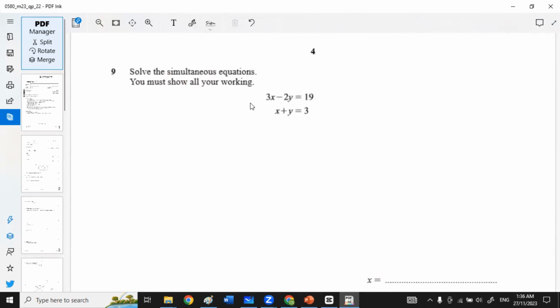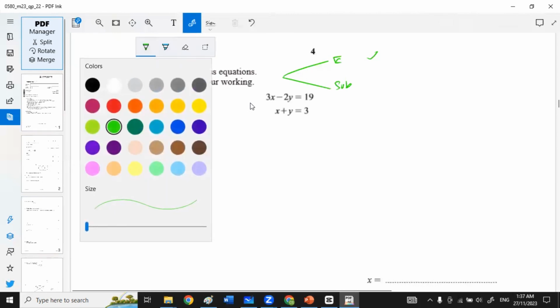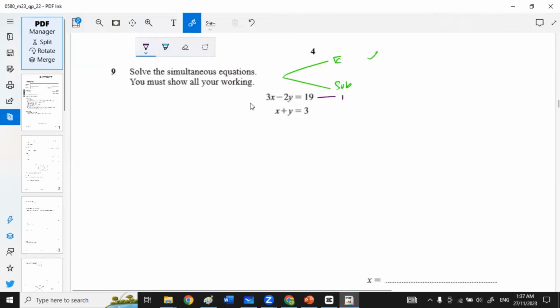Number 9, solve the simultaneous equation. Simultaneous equation, you have two methods, either elimination or substitution. Okay, in this question, I'm going to use elimination. Can use substitution, it's okay. But in this question, I'm going to show you how to use elimination. And I'm going to eliminate y. First, we label. Okay. So take the second equation, you times with 2. So everything times 2. You will get 2x plus 2y equal to 6. Label this as third equation.